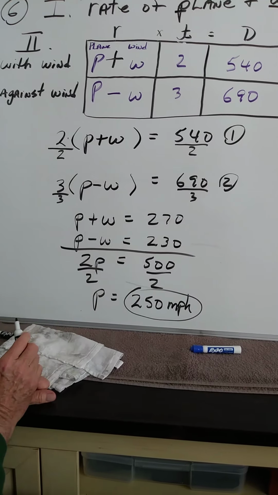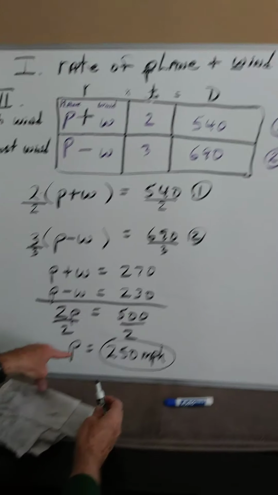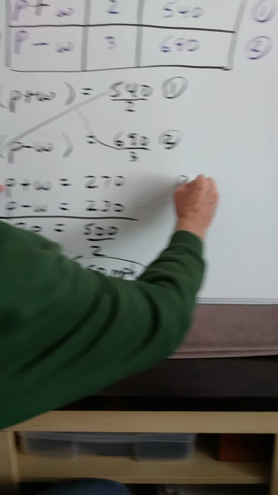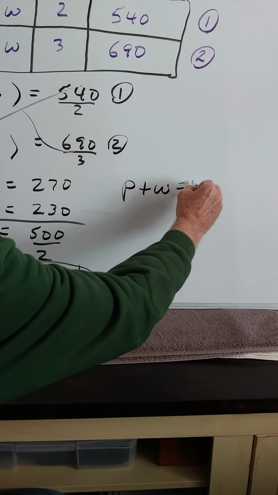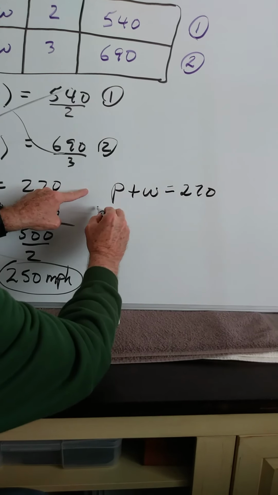So we have the speed of the plane. Now we need the wind. Now we need W. People, don't go up here. Don't look at these anymore. You look here. You pick one of these. One of these. This is a good one. Now let's substitute 250 in place of that P.